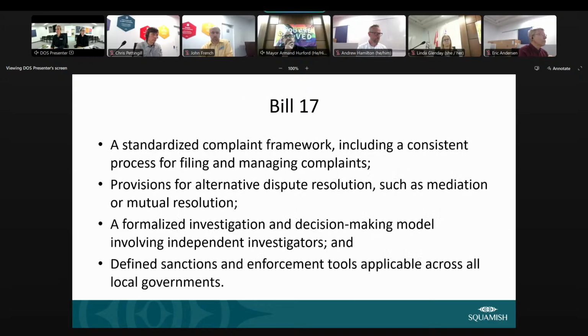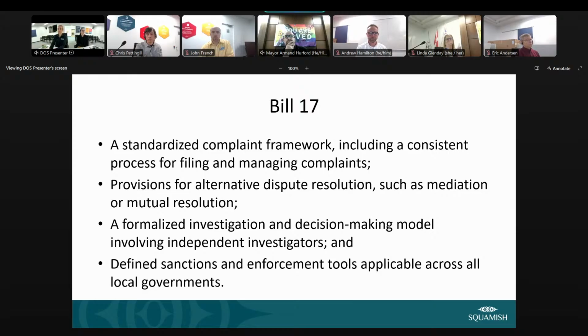A high-level summary of Bill 17: a standardized complaint framework will be introduced, including a consistent process for filing and managing complaints. Provisions for alternative dispute resolution, such as mediation or mutual resolution, will be prescribed. A formalized investigation and decision-making model involving independent investigators is also included in the draft legislation. And there are defined sanctions and enforcement tools that will be consistent across local governments.